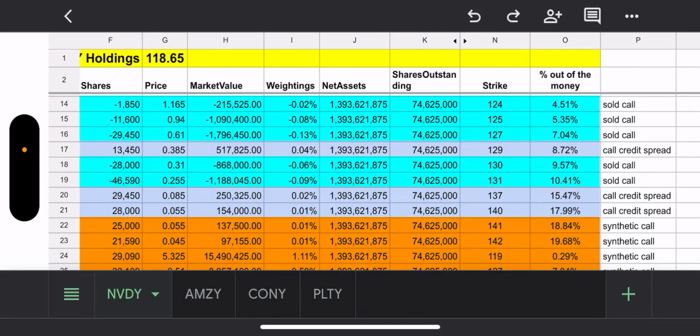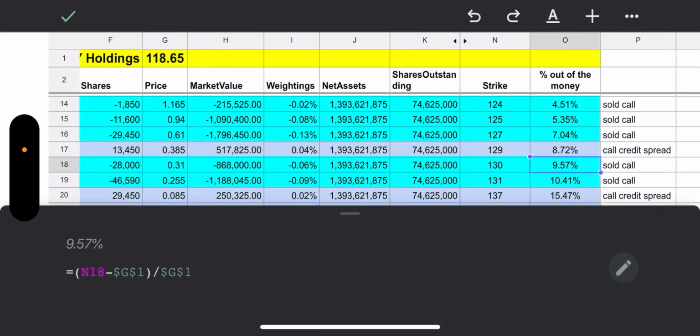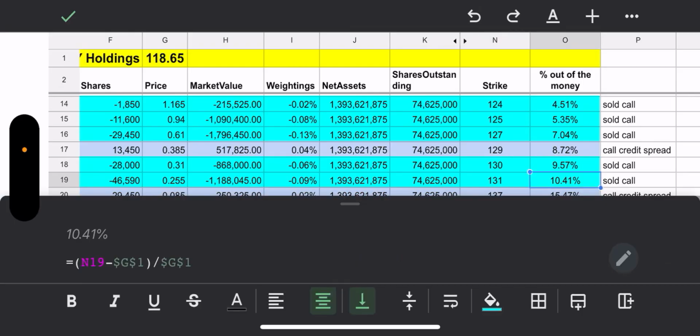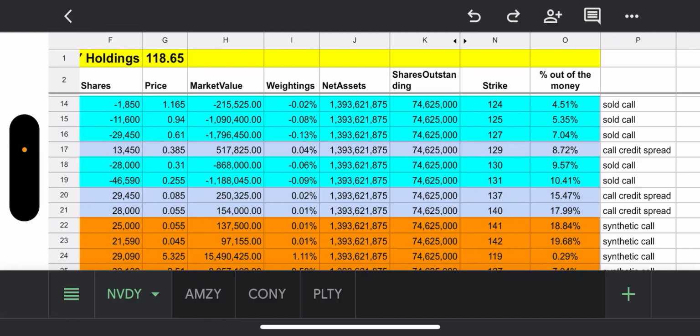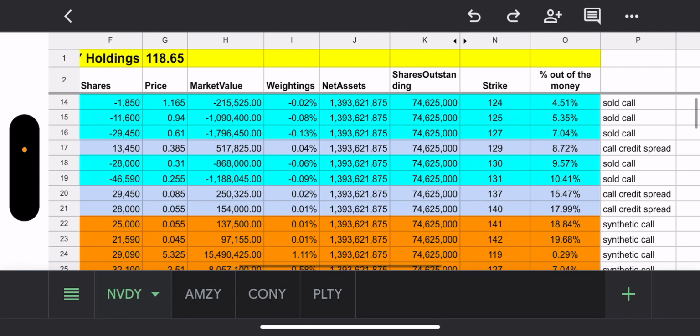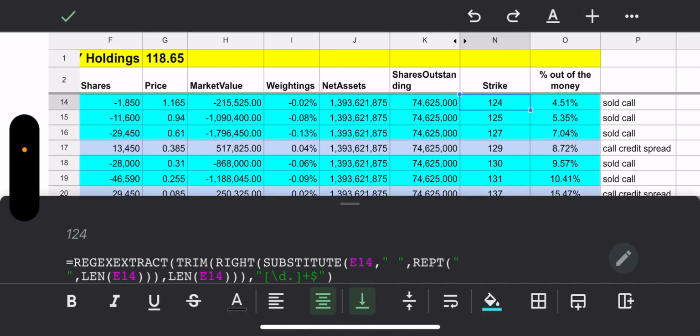Now we have a call here at 130 strike price, 9% out of the money, and then 131 strike price, 10% out of the money, right? Okay, so we're anywhere from 4 to 10% out of the money. However, we did buy a call at 129, which is 8% out of the money. That's for only 13,450 contracts, but still, we're in a decent position here where we can afford to go up. I mean, the best case scenario, of course, is we stay under the 124 for the week, all right? And that would be ideal.